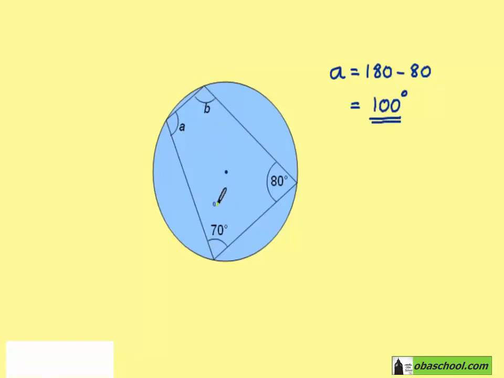These two must add to 180, so B is 180 take away 70, which is 110 degrees.